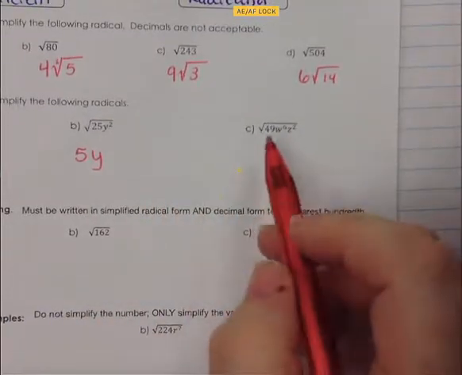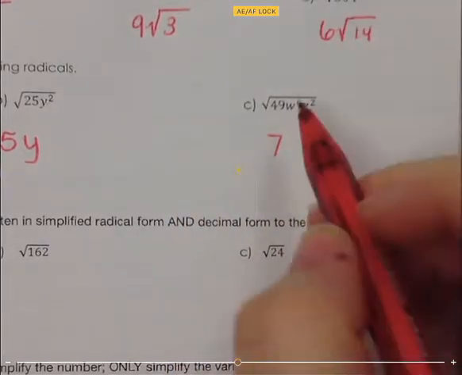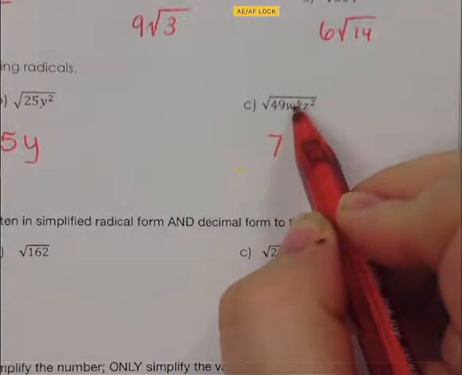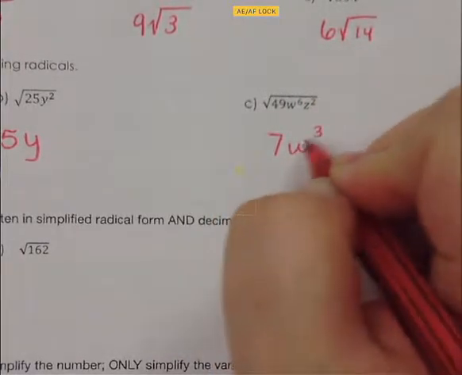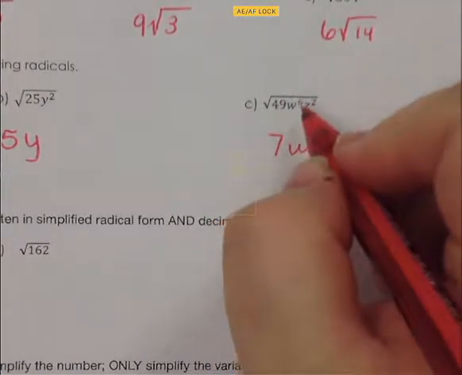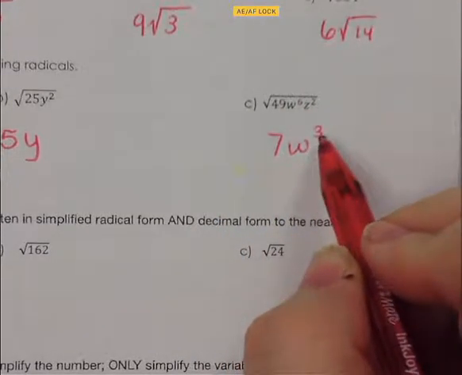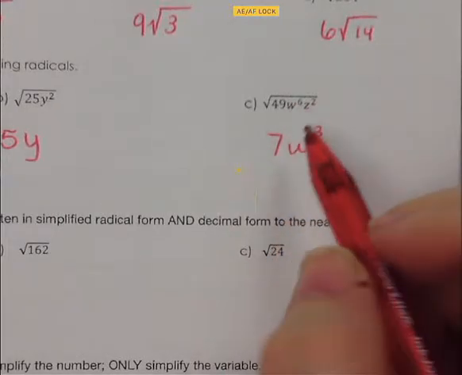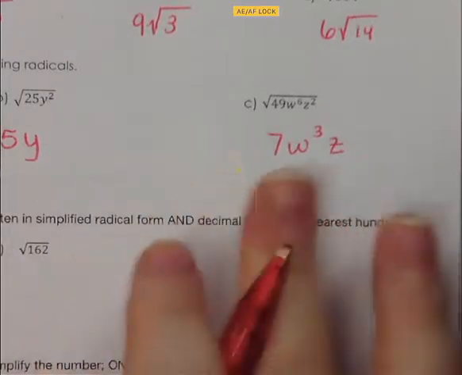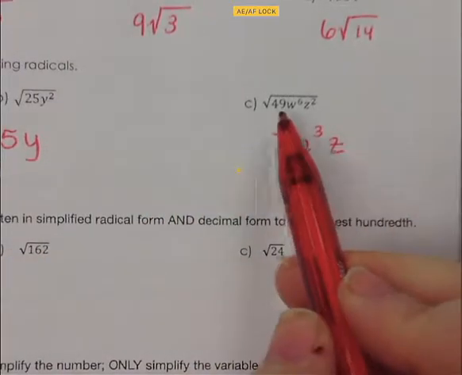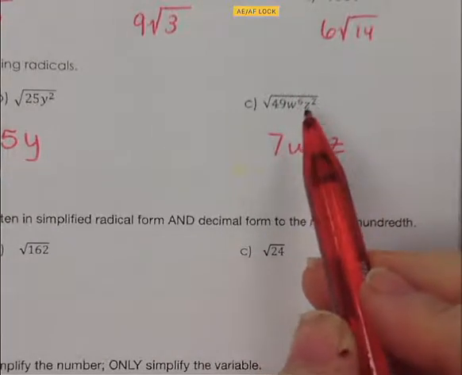Example C, the square root of 49 is 7. The square root of w to the 6 is actually w cubed, because w cubed times w cubed is w to the 6th. If we go back to exponent rules, this will be w cubed times w cubed, so 3 plus 3 is 6. And then the square root of z to the second is just z. These are perfect squares. Anytime you have an exponent with an even number, that's an automatic perfect square, and basically you just divide it by 2.